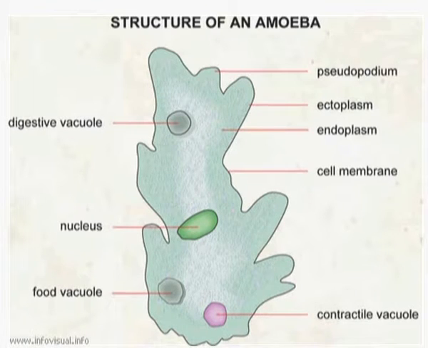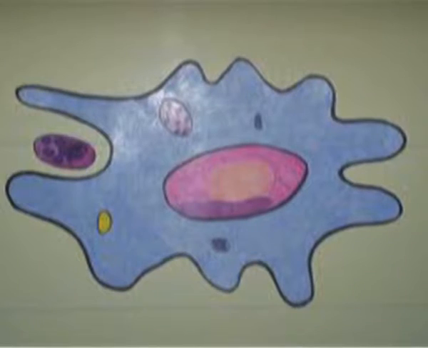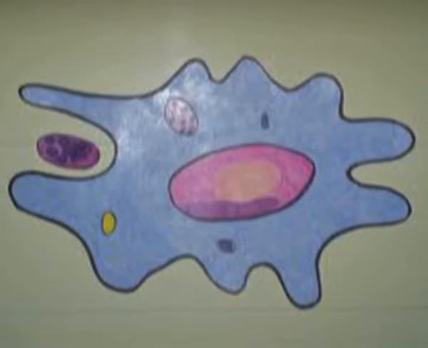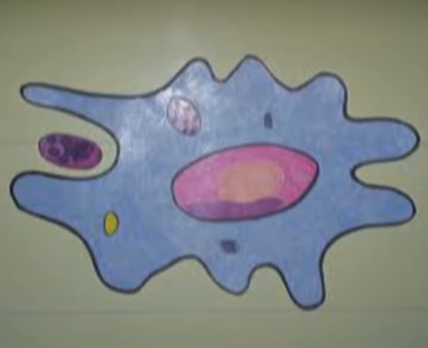Pseudopodia also help this animal in capturing the prey and forming a food vacuole, where food is finally digested and given out into the cytoplasm to carry on the various activities of life. Excretion in them is not required because they live in water, but they do have an osmoregulatory mechanism which is carried out by the contractile vacuole.